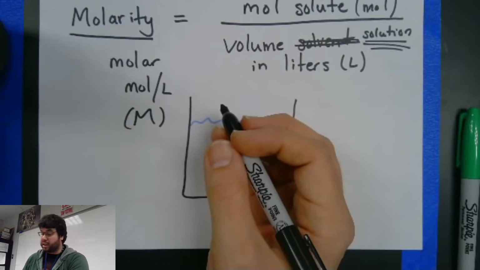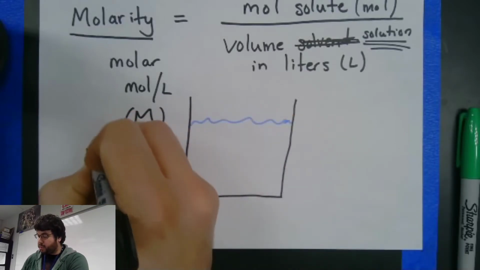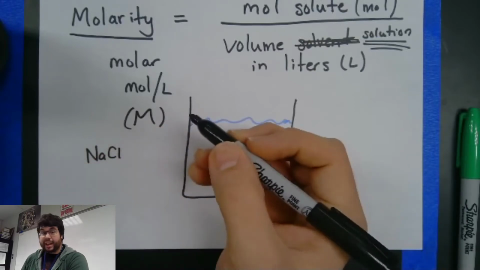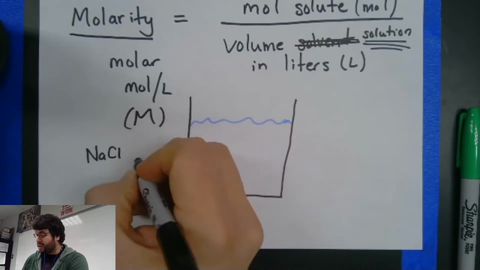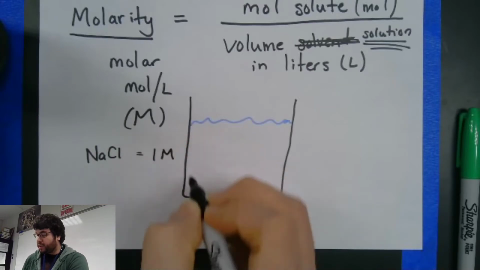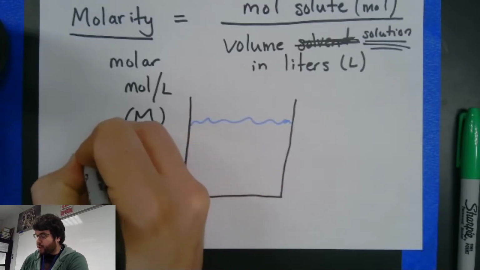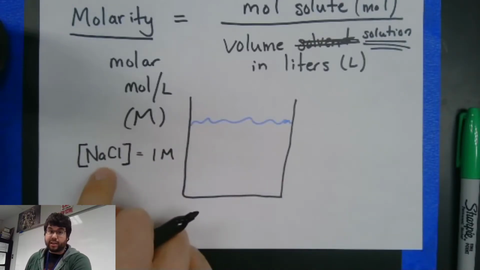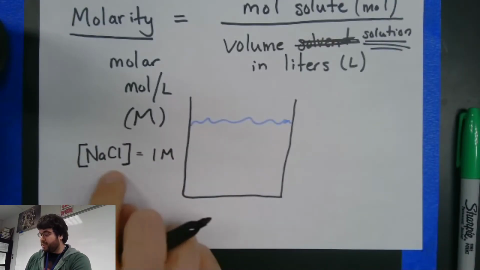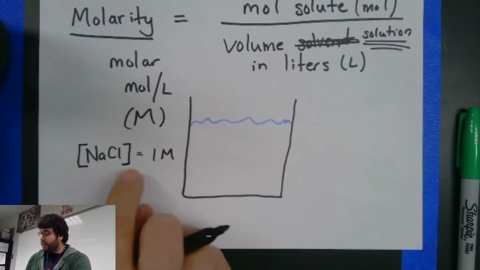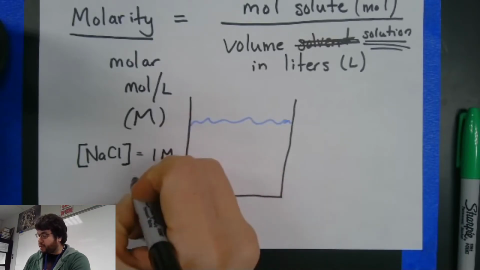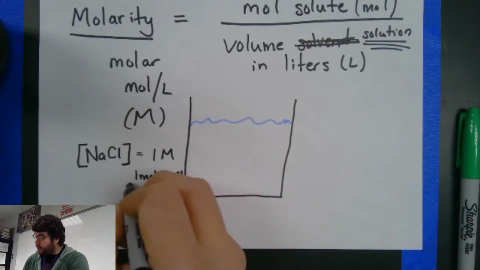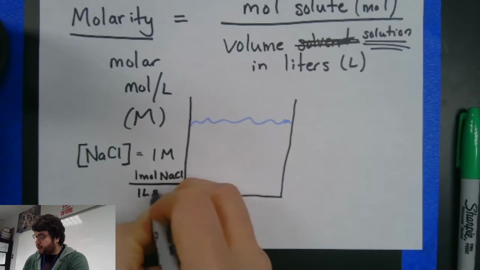One other thing to keep in mind: if I am talking about the molar concentration of a solution like sodium chloride, and I want to indicate that the solution has a concentration of 1 molar, what I do is write square brackets around the formula of the compound. [NaCl] equals 1 molar, which means there is 1 mole of NaCl in 1 liter of the solution.